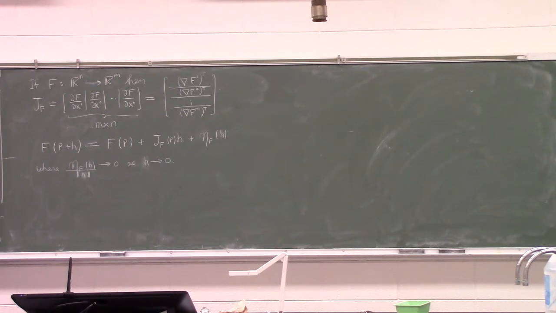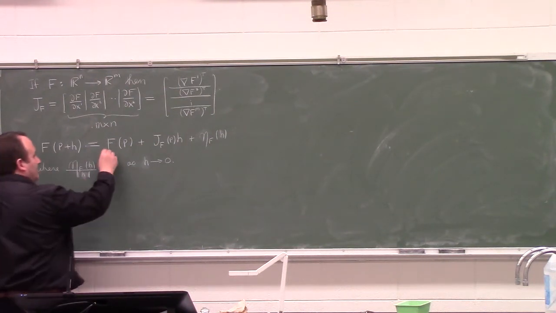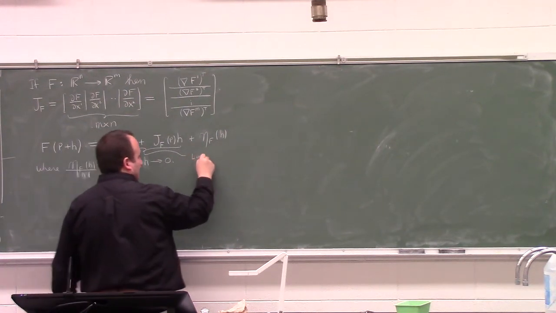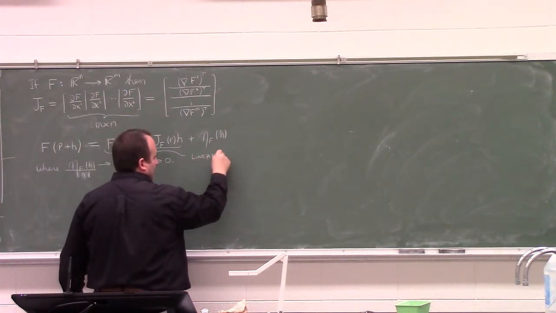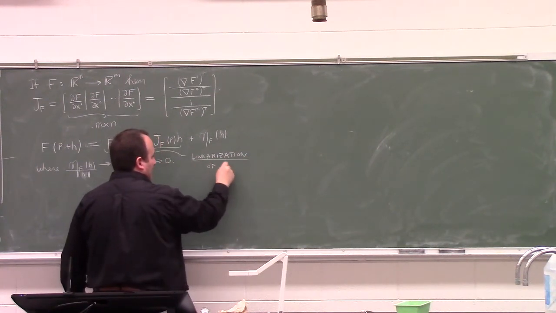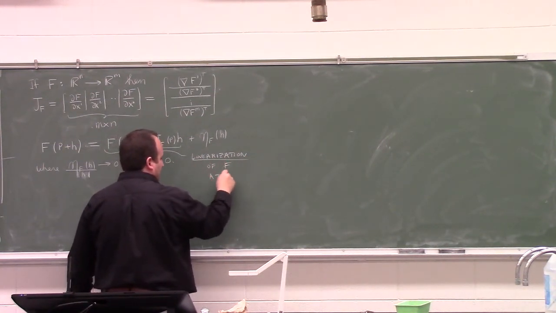So what this formula says is that the value of the function at p plus h is just the value of the function at p plus the Jacobian matrix times h. That is the linearization of the function. This right here is the so-called linearization of f at p.